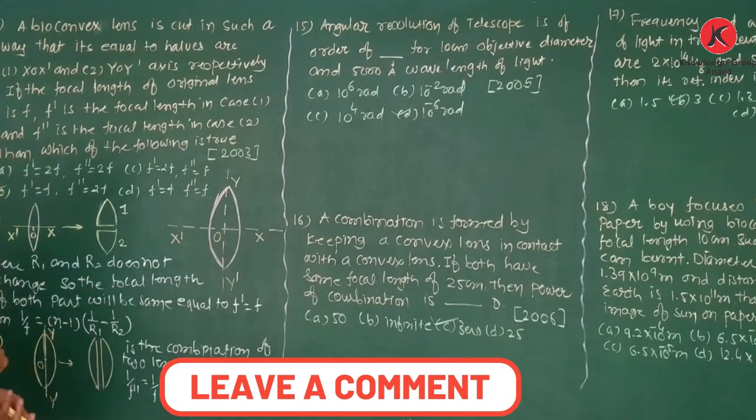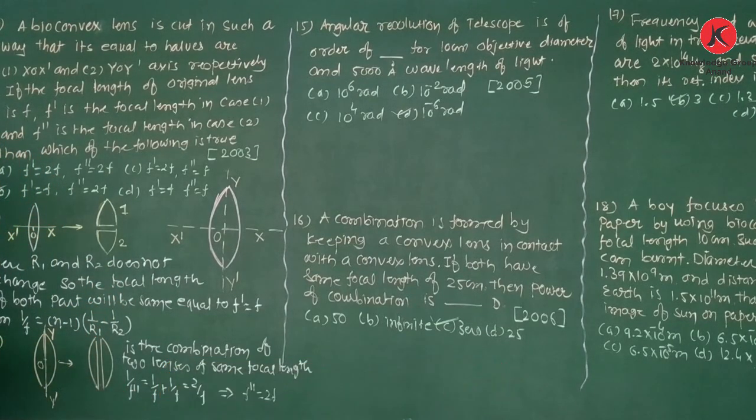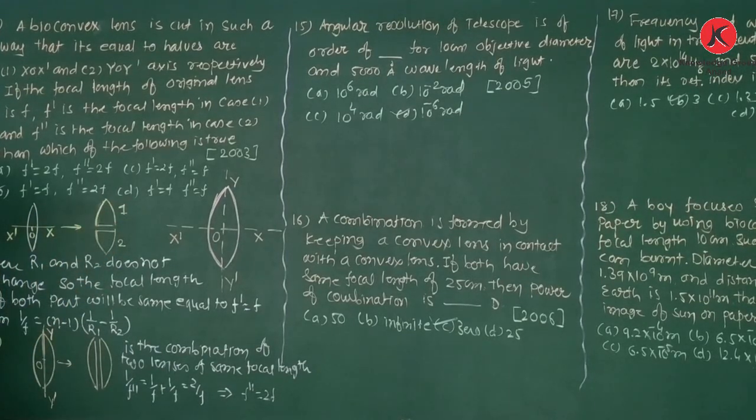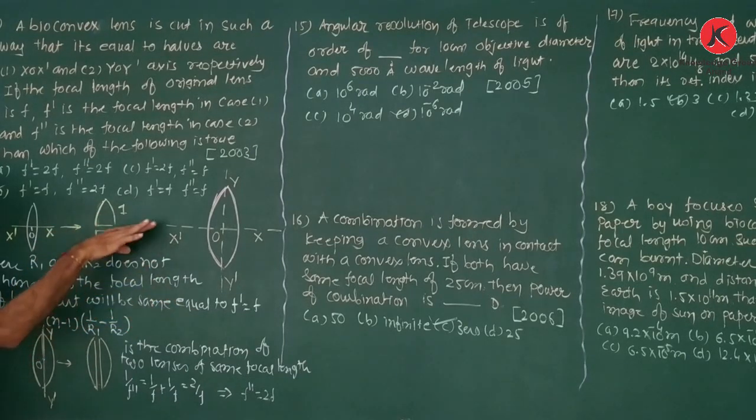Now, next is, now listen here. As we cut the lens in either horizontal axis or the vertical axis, the original focal length of original lens is f. As we cut from the horizontal axis, it divides into two parts. Here the radius of curvature does not change. Therefore, from equation 1 upon f is equal to n minus 1 into bracket 1 upon r1 minus 1 upon r2. So focal length of both parts is same as the focal length of original lens.